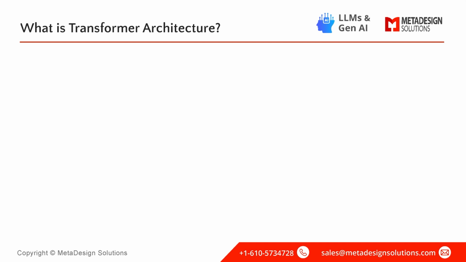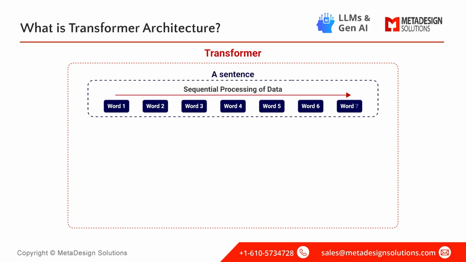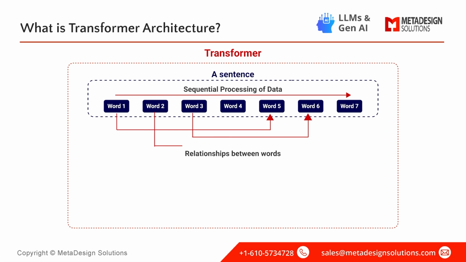What is transformer architecture? To understand how LLMs work, we need to start with transformers, the architecture that underpins most modern language models. Transformers are designed to handle sequences of data, like sentences, where the order of the words matters, but the distance between relevant words can vary significantly. The key feature of transformers is their ability to use self-attention. But what does that mean?